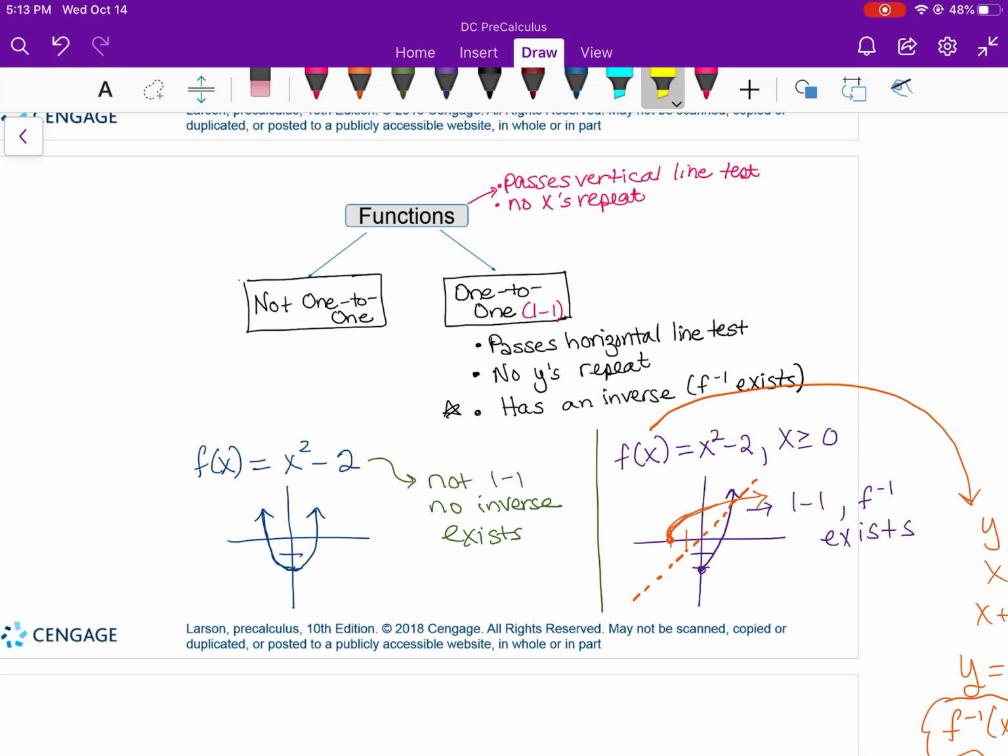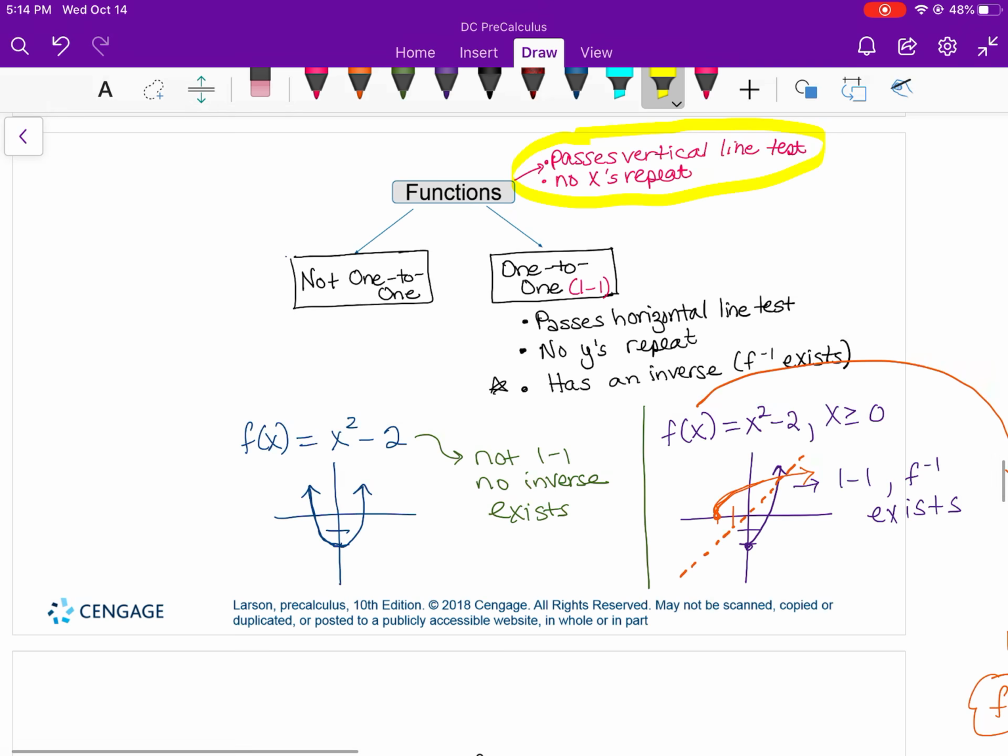We have functions categorized into two areas, not one-to-one and one-to-one. We made some notes here about functions. And then on the one-to-one side, we said that they have to pass the horizontal line test. No y's repeat, and therefore f has an inverse, and we say f inverse exists.